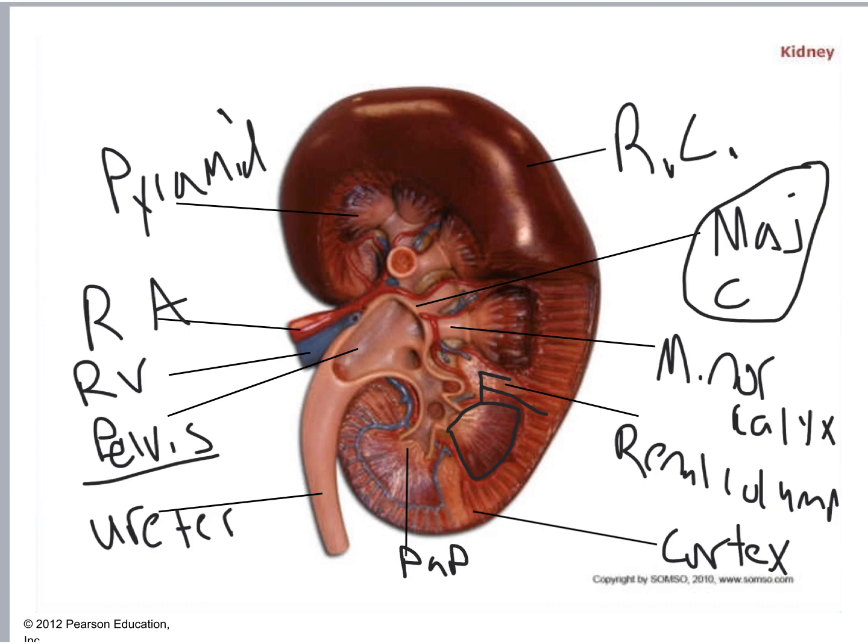I'm just going to put pap, but it's the renal papilla. The renal papilla leads to the minor calyx, which will be right here. The minor calyces lead to the major calyx, and then the major calyces all together form the renal pelvis.